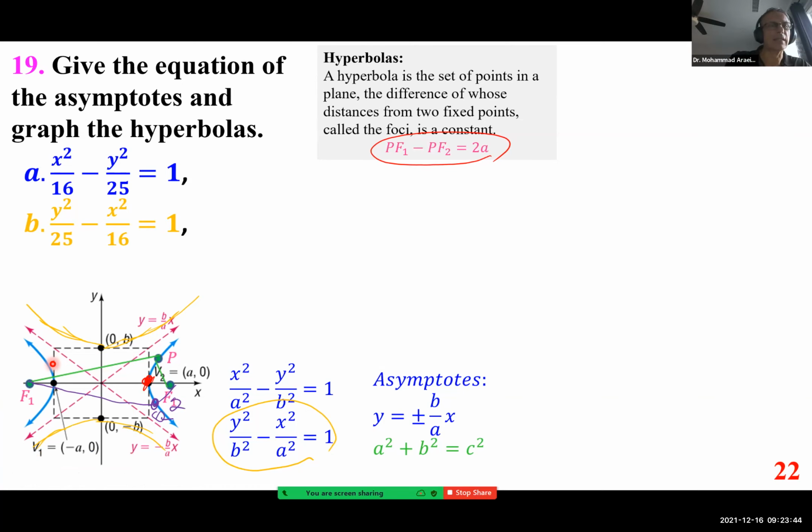All right, having said that, let's look at both of them at the same time for a couple of things. Number one, both of them have center at 0, 0.